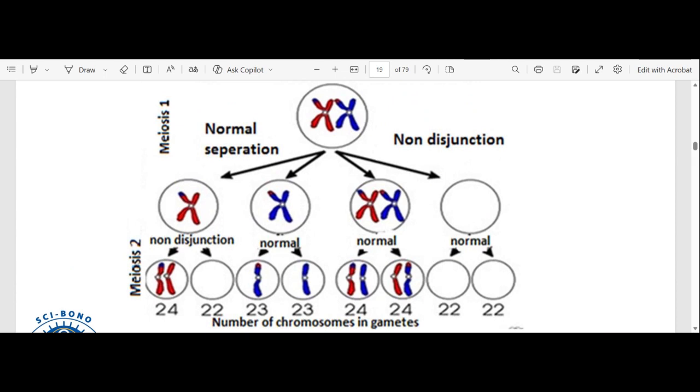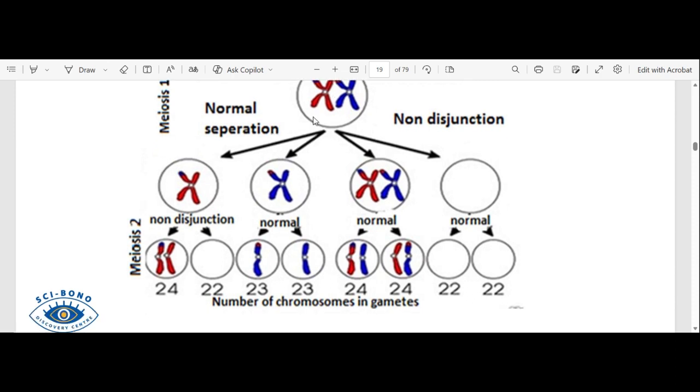Let me start over again. Let me try to explain this again. Okay, so you're starting with 46 chromosomes with regards to humans. Here it's just two, but let me put it in the case of humans. You're starting with 46 chromosomes. At the end of meiosis, eventually you have 23. We are expecting to have 23 chromosomes. Half of 46 is 23. So 46 is the diploid number, and 23 is the haploid number of chromosomes.